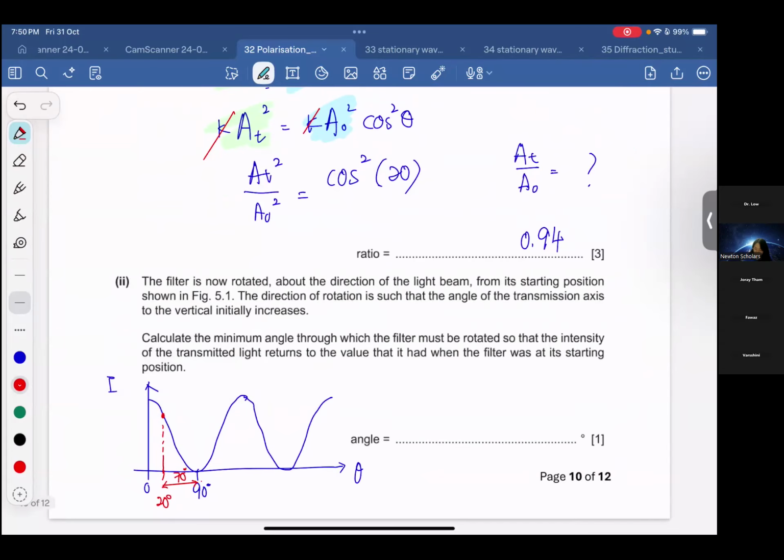Then after that, how can I get back the same intensity here? Basically, you should rotate another 70 degree. So what is the minimum angle that we need to rotate? If we are starting from 20 degree, how much extra do we need to rotate so that we get back the intensity? The answer here is 140 degree.